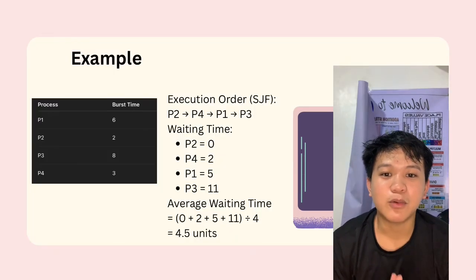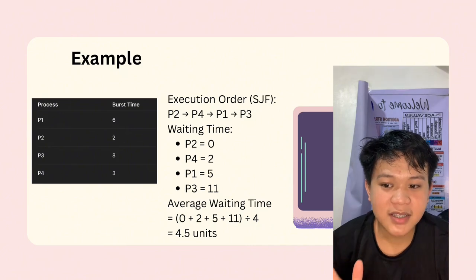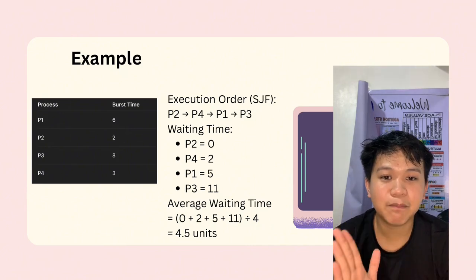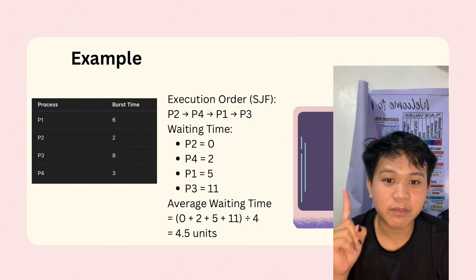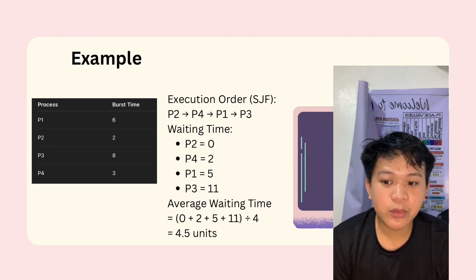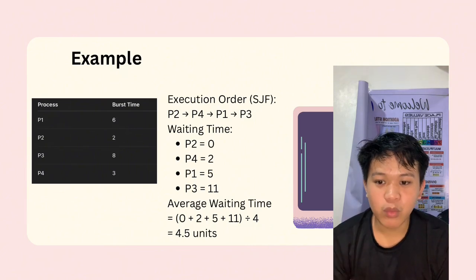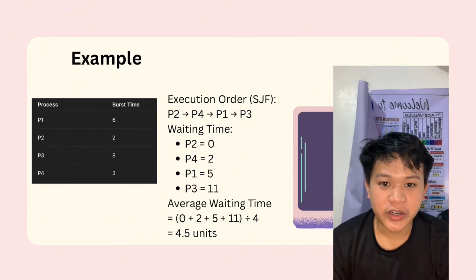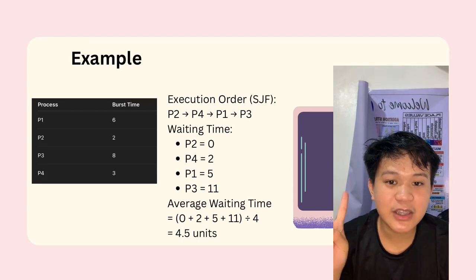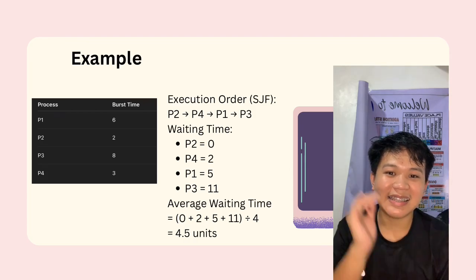So, we have an example also. Look at the chart. We have the P1 process, P2, P3, and P4. P1 burst time is 6. P2 burst time is 2. P3 is 8. And P4 is 3. So, we will get the execution order in SJF. First is P2, then P4, P1, and P3.